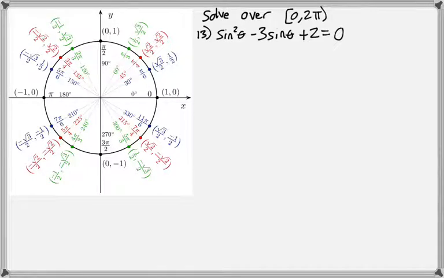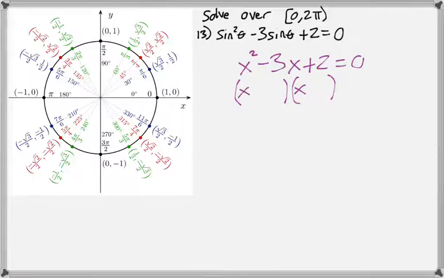On number 13, we're trying to solve sine squared of theta minus 3 sine of theta plus 2 is equal to 0. And algebraically, this question is basically the same as if we had this. So if we were given this in an algebra course, we would have to factor this, and you would put x, and what two numbers multiply together to give you positive 2, but add together to give you negative 3, and that would be minus 2 and minus 1.